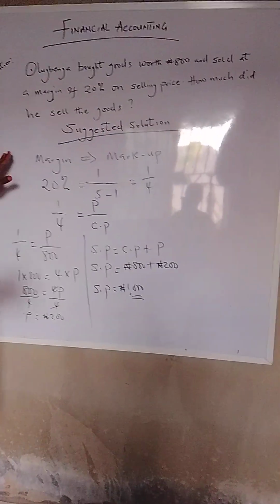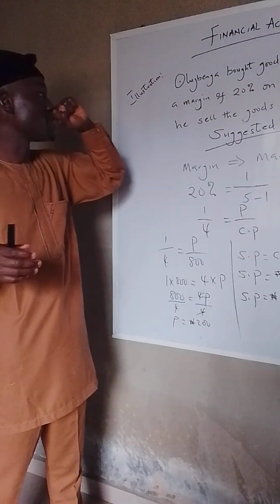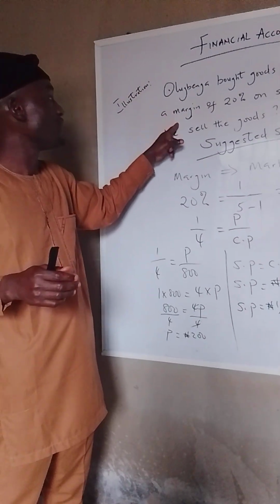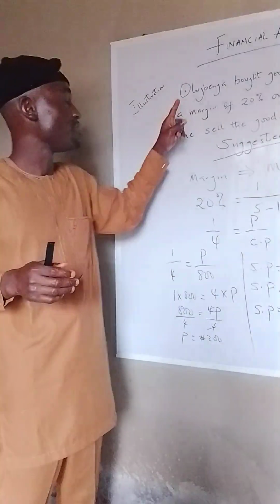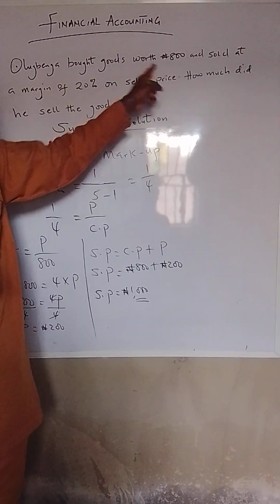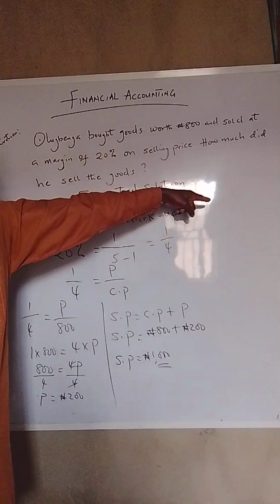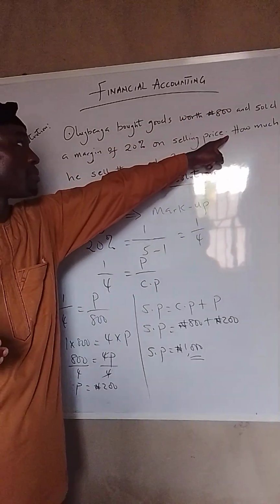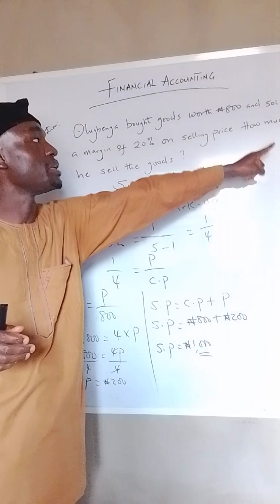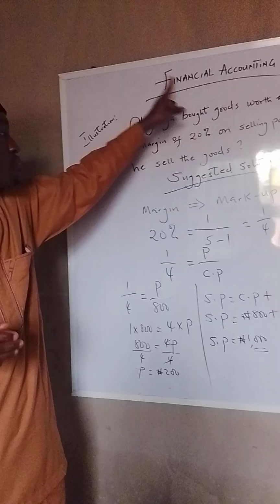So now, having known this, let me recap what I've done. I told you that anytime you are seeing a question like this, the first thing first, you look at it: are we given markup or margin? If we are given margin and we are expected to calculate the selling price, that means we have to convert margin to markup. But if we are being given markup, so automatically they must have given us the selling price. They will ask us to calculate the cost price. So we now convert from markup to margin.